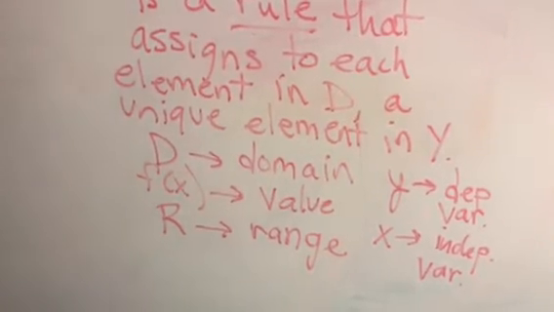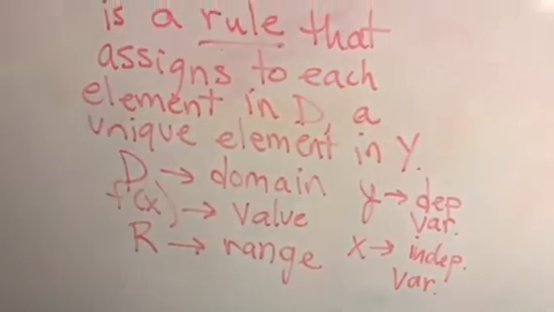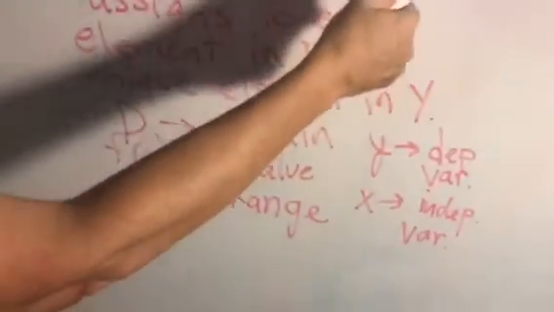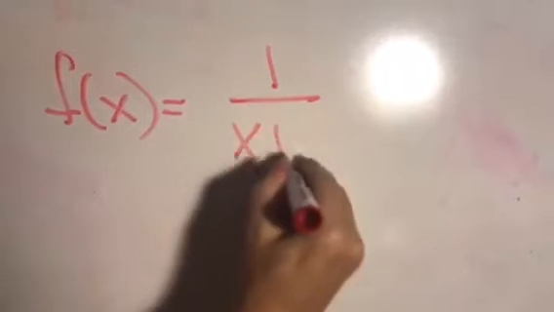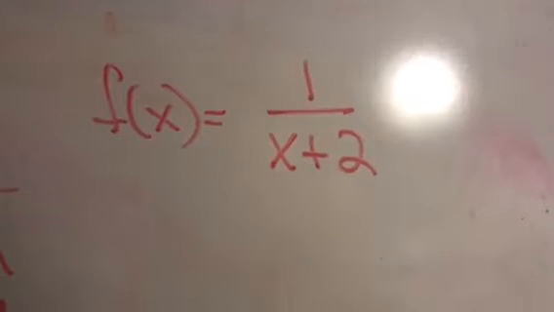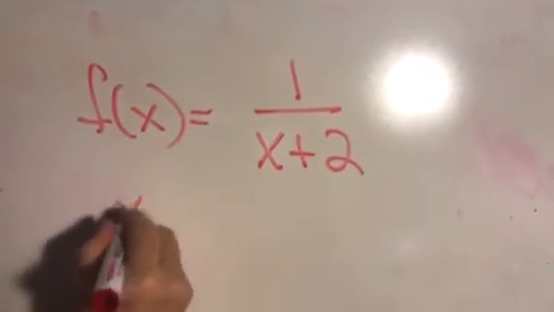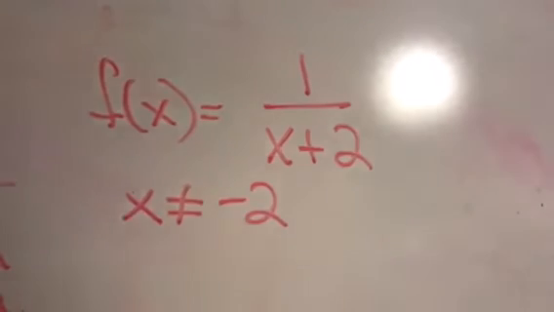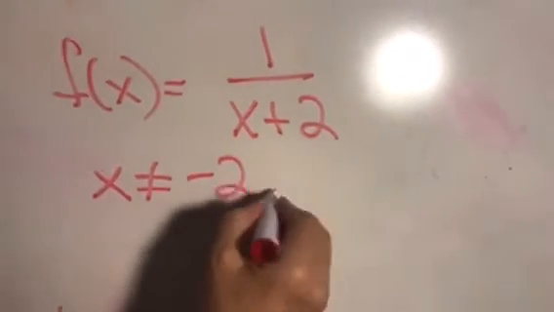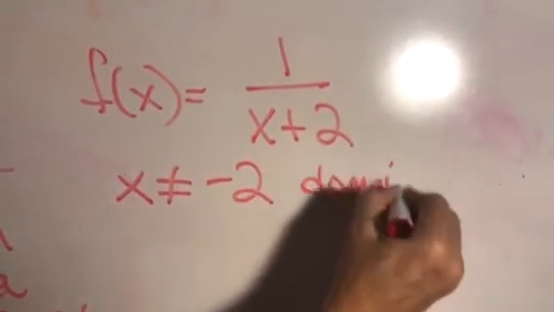Now, I want to give you a couple of examples of functions. If you see the notation f of x, you know that is a function. And here are some examples. F of x equals 1 over x plus 2. In this particular example, x cannot be negative 2 because, as most of you probably know, you cannot divide by 0. So this would actually be the domain for this function.